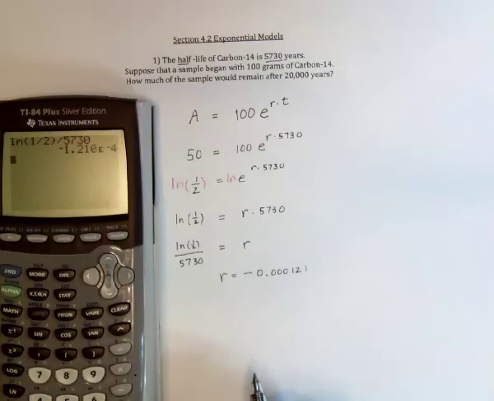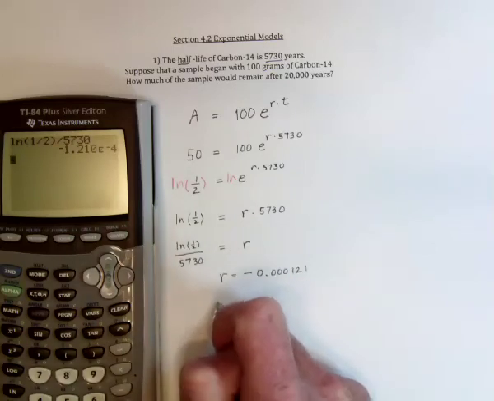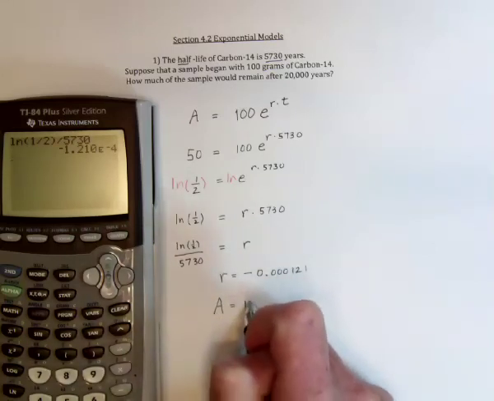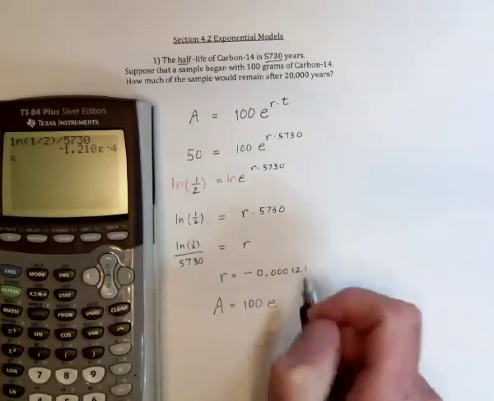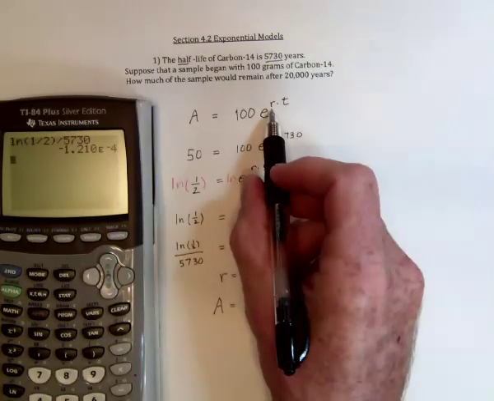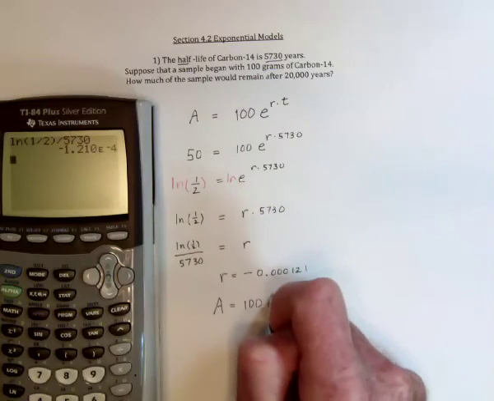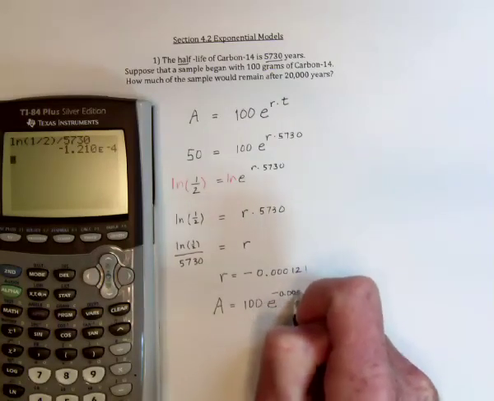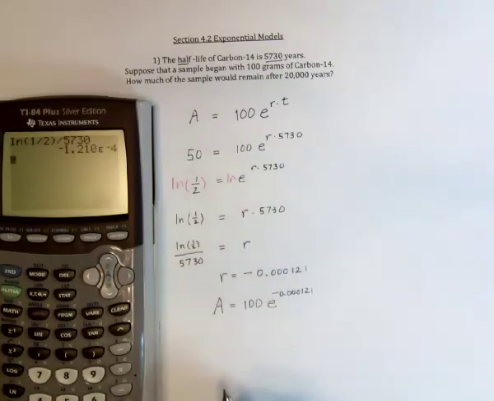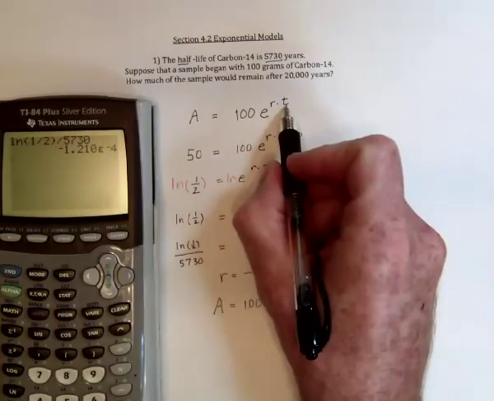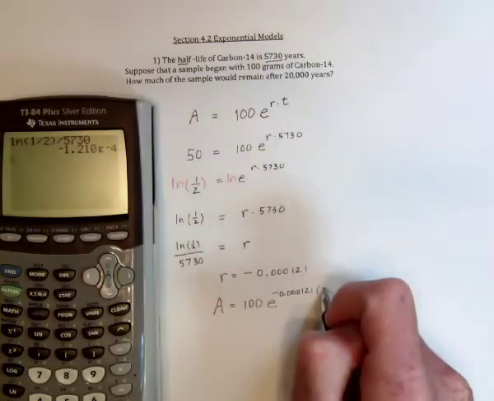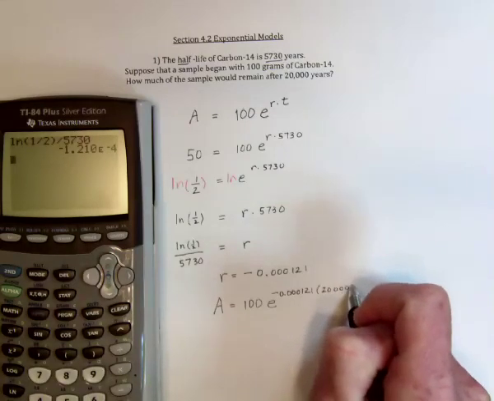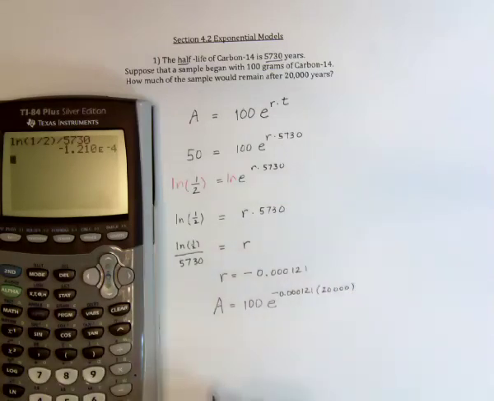Alright, now on to the second part. How much of the sample would remain after 20,000 years? So we now have the amount is equal to 100 times e, so I'm now going back to this and using r as negative 0.000121, and then the time is 20,000 years. Alright, put that in the calculator and we've got it.